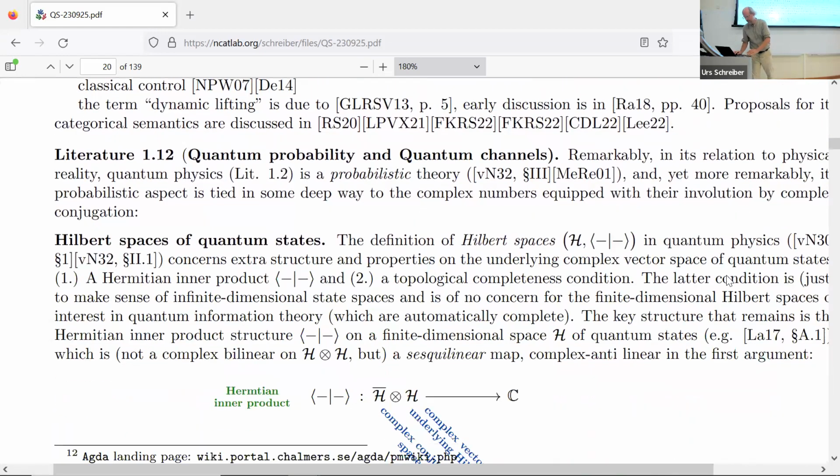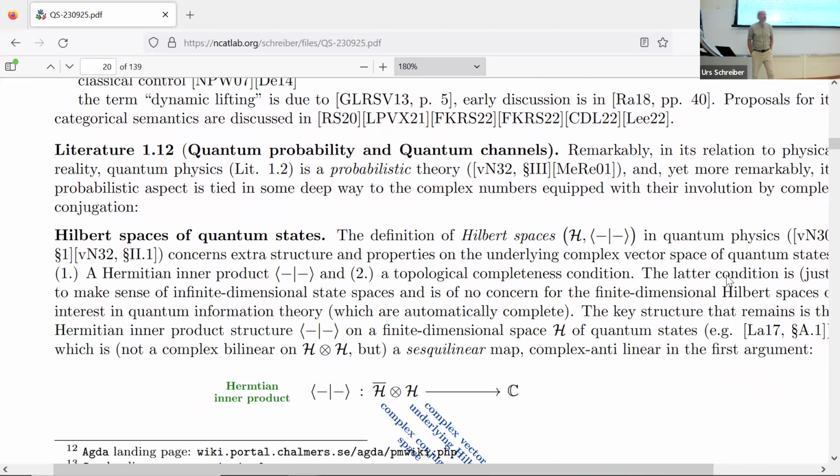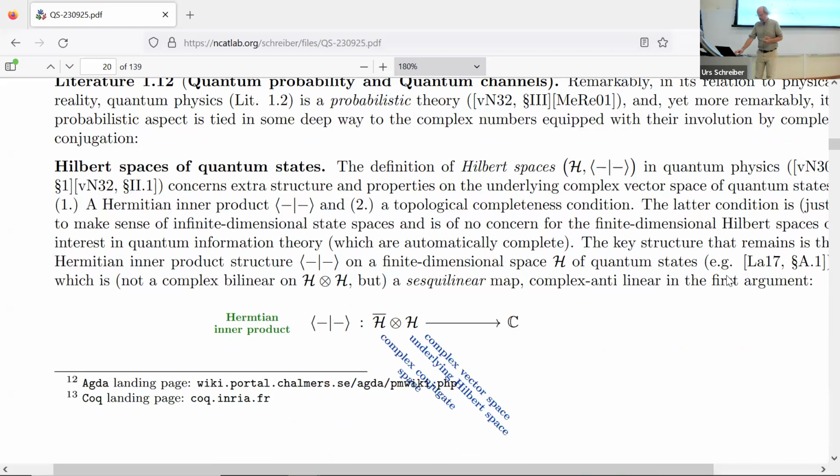I'll just jump to the section on quantum probability and quantum channels. For some of you this will be completely basic, and some of you may not have heard it before. We want to talk about the basic constructions: what is a quantum state, what is the probability of measuring something in a quantum state, and what does it mean to transmit the information contained in quantum states through so-called quantum channels.